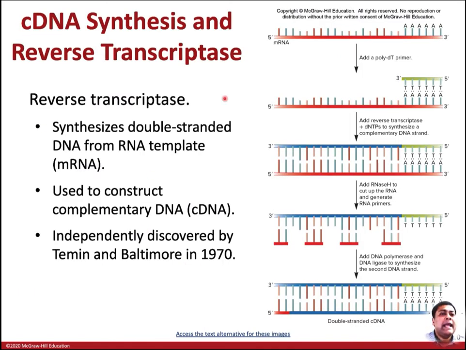The next thing is how we can synthesize the cDNA, what it is, and what reverse transcriptase is. Reverse transcriptase synthesizes double-stranded DNA from the RNA template, or the mRNA, and is used to construct the complementary DNA, or the cDNA. This was independently discovered by Howard Temin at the University of Wisconsin-Madison, and David Baltimore at MIT in 1970. They received the Nobel Prize for that because this revolutionized the way we do molecular biology and recombinant DNA technology, and they discovered it from a virus.